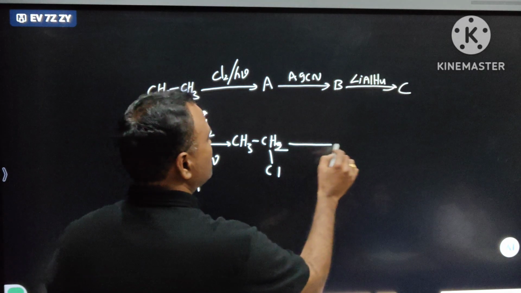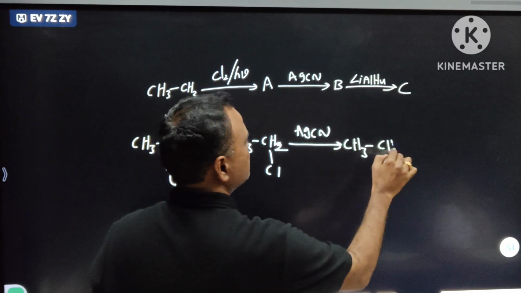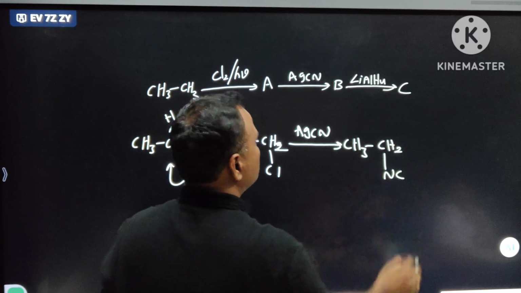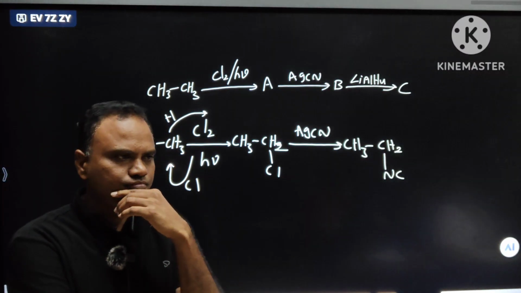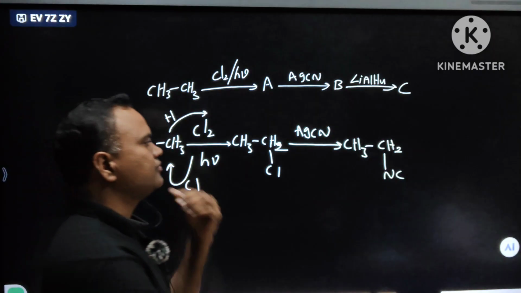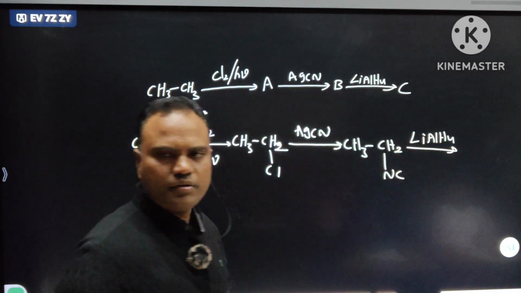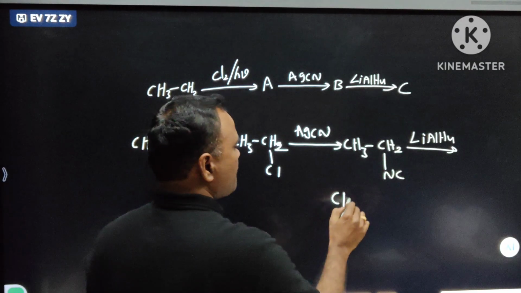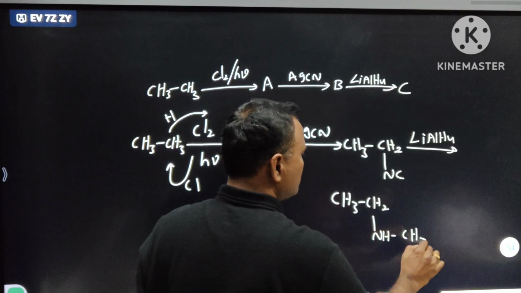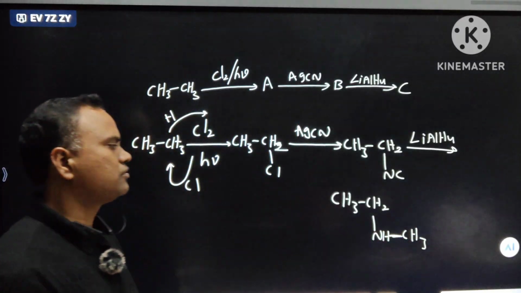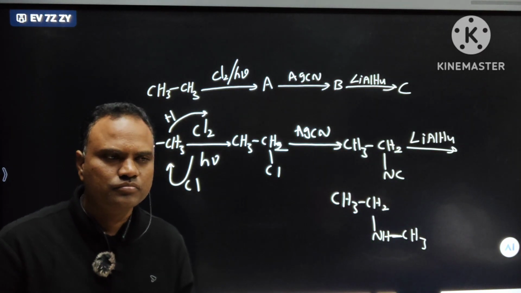Right. With AgCN, what we will get? Isocyanate. Correct only, no? NC. Isocyanate when treated with lithium aluminum hydride will get a secondary amine. CH3CH2NHCH3. This is a secondary amine. NC will convert it to NHCH3. Okay.